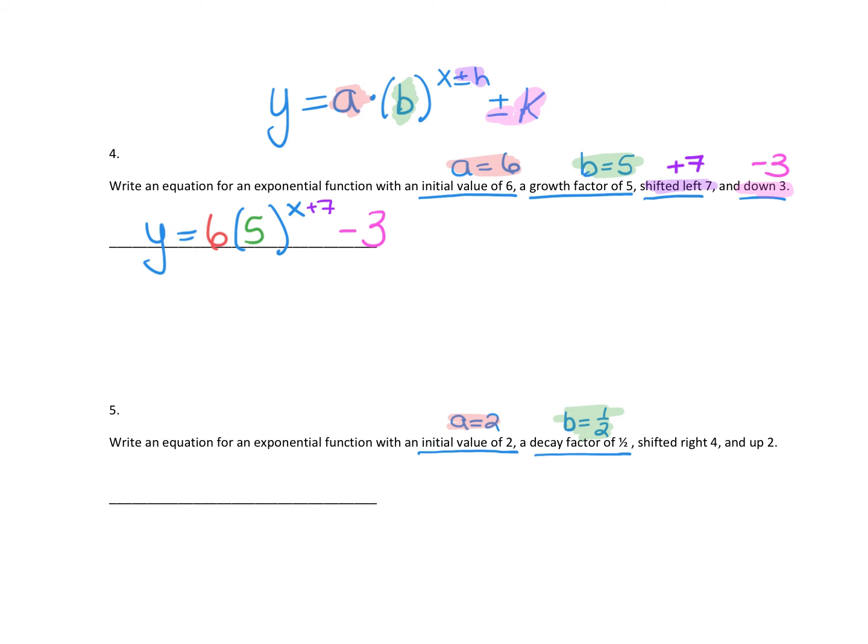And then it's shifted right 4, up 2. So again, my right 4 means minus 4. And up 2 is going to be plus 2. So let's put this all together. So y would equal 2 times 1/2 to the x minus 4 power, and then plus 2.